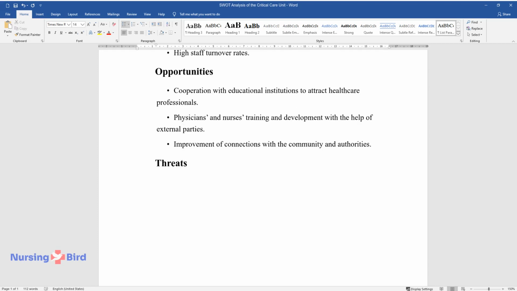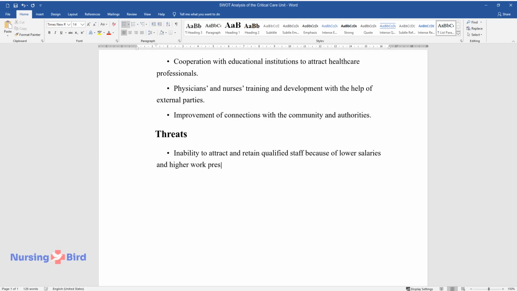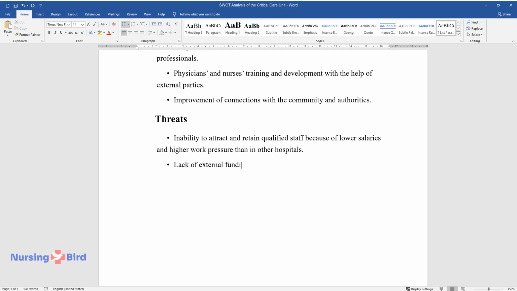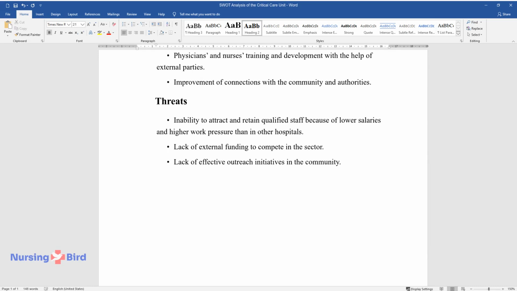Threats. Inability to attract and retain qualified staff because of lower salaries and higher work pressure than in other hospitals. Lack of external funding to compete in the sector. Lack of effective outreach initiatives in the community.